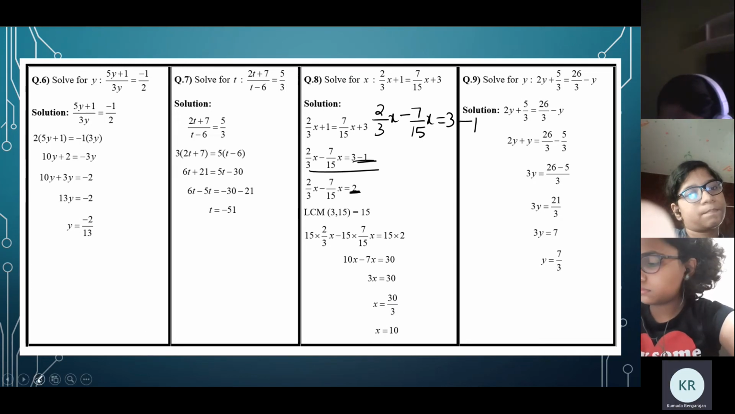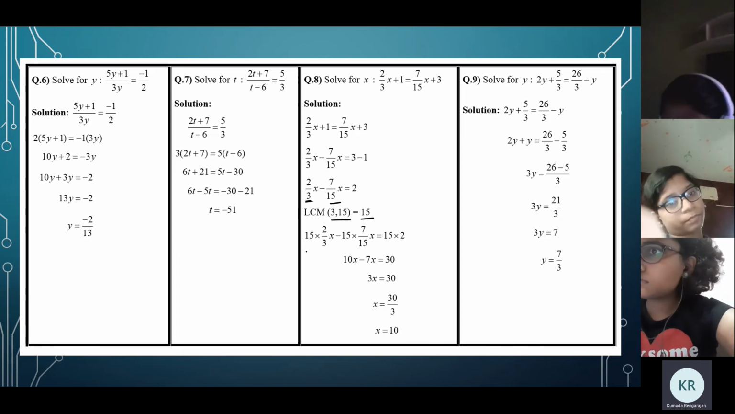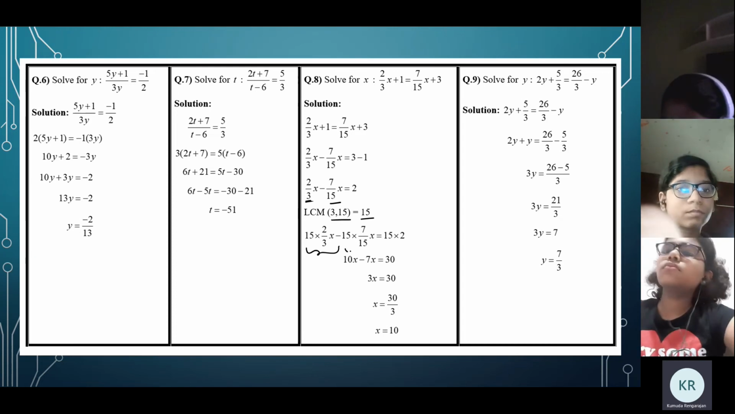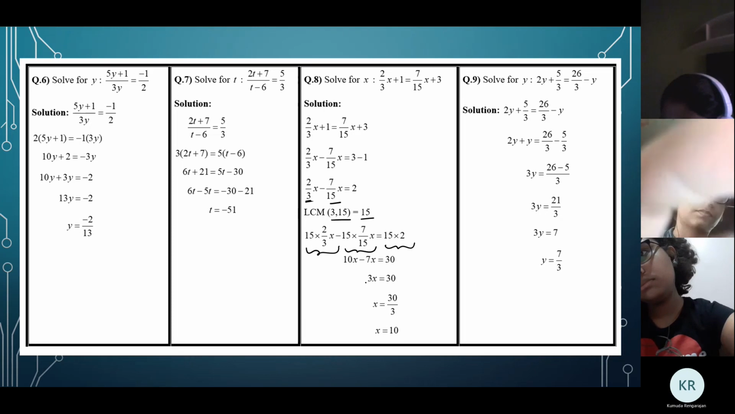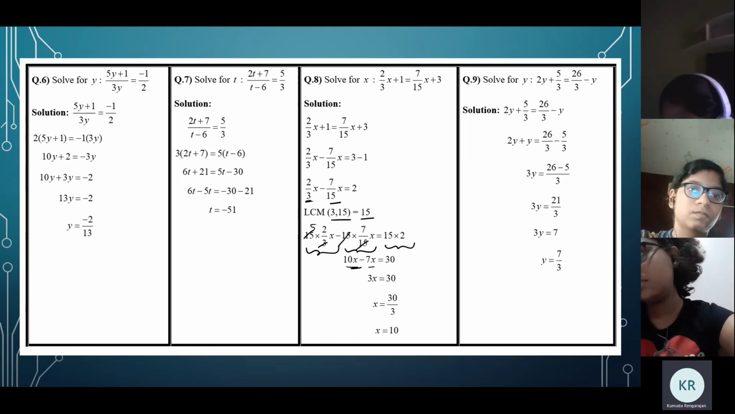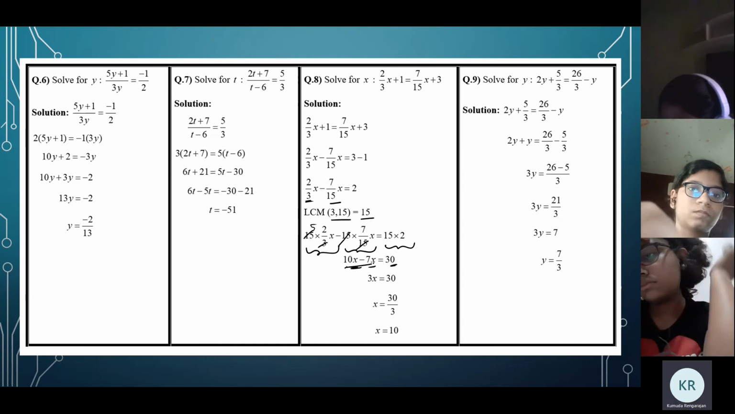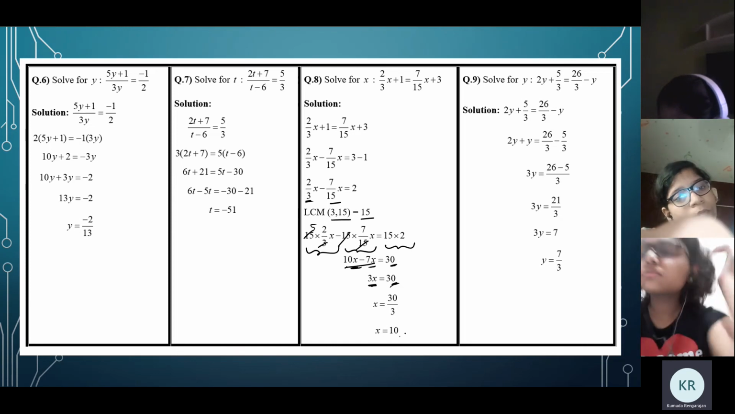Now the usual procedure, children. Denominators are 3 and 15, so the LCM of 3 and 15 is 15. Multiply every term by the LCM. 3 fives are 15, so 5 into 2x is 10x. 15 and 15 cancel, so minus 7x. 15 twos are 30. 10x minus 7x is 3x is equal to 30. x is equal to 30 by 3, which is 10.